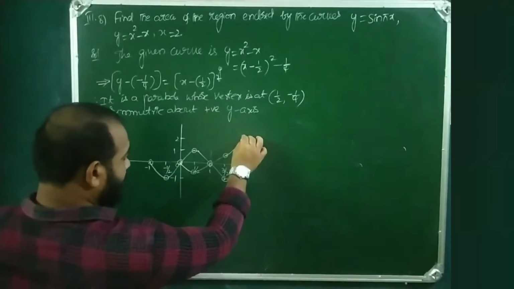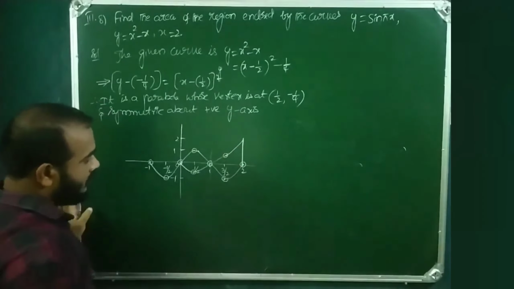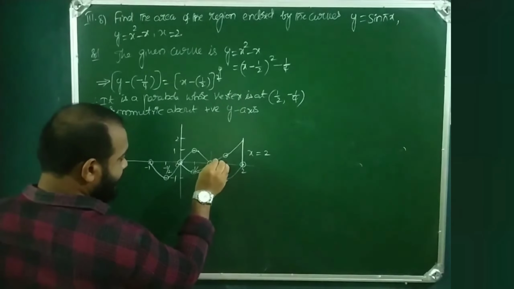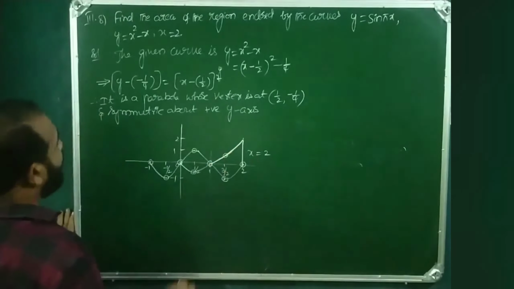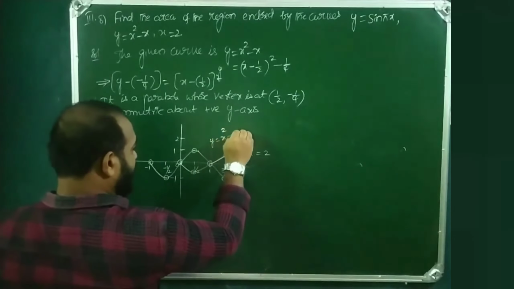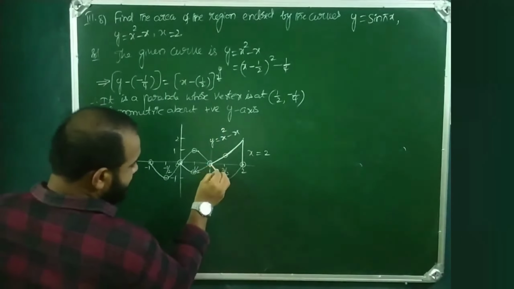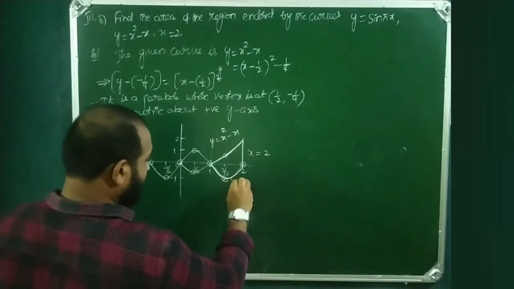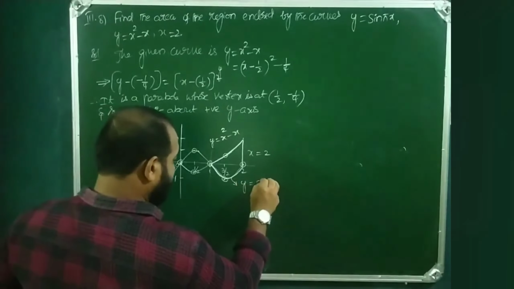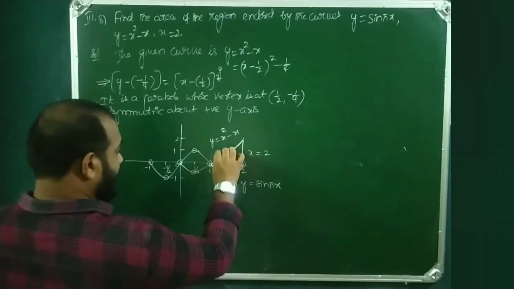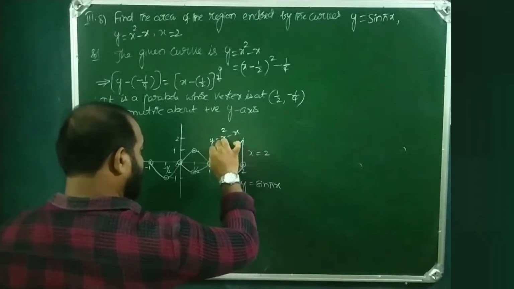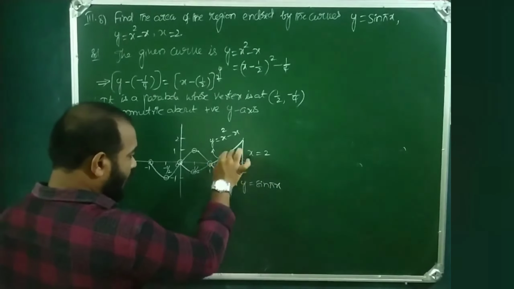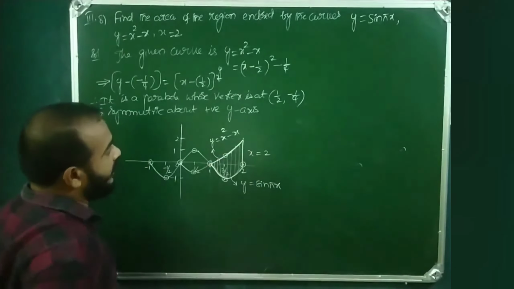X is equals to 2 means this is the line. So this is x equals to 2 and this is y is equals to x square minus x, and this is sine pi x. This is y is equals to sine pi x. And this is y is equals to x square minus x. So, this is the area of the region bounded by the two curves we want to find.